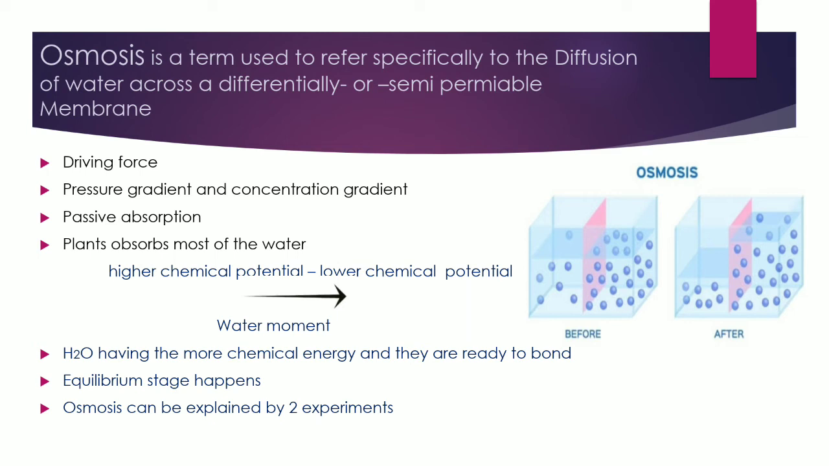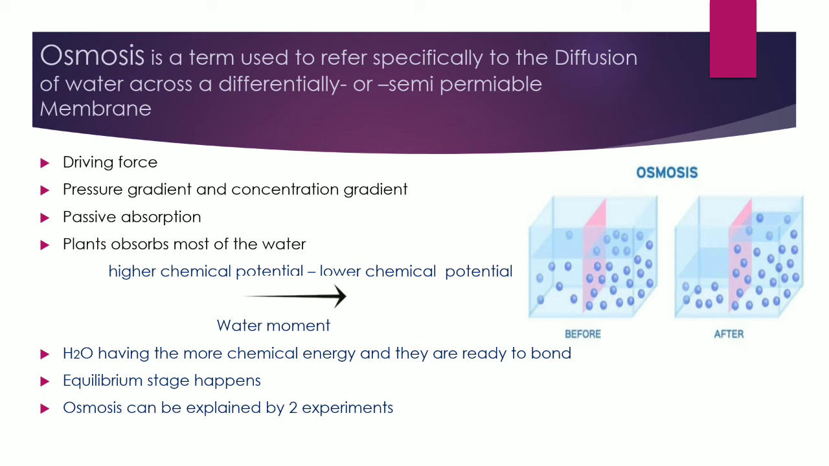And we have already seen the water movement, higher chemical potential to lower chemical potential. H2O has more chemical energy and is ready to bond. Yes, we have discussed that pure water has more chemical energy and is ready to bond. That's why it has higher chemical potential. Okay, equilibrium stage may happen.